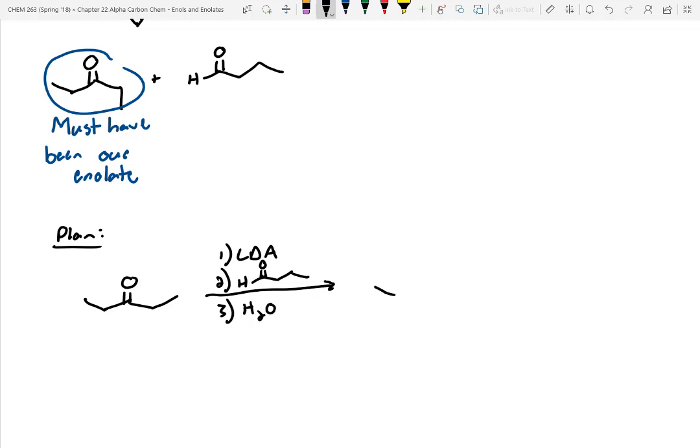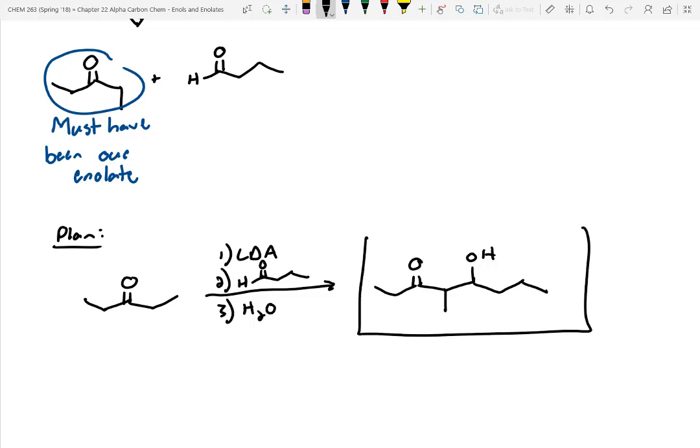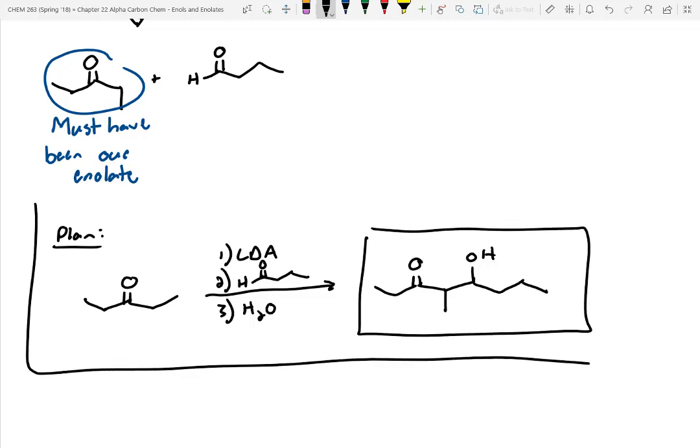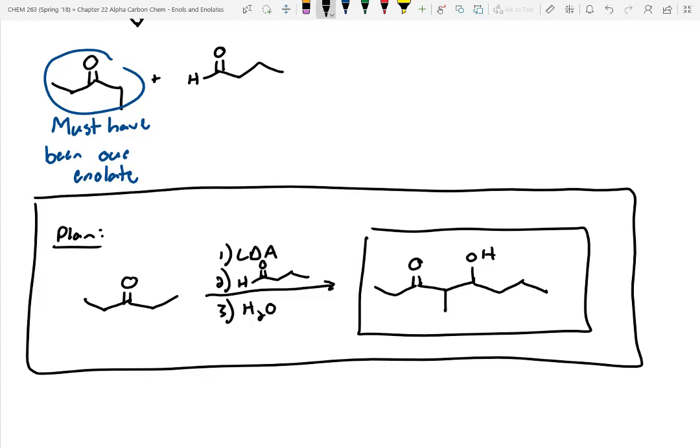And by doing that, you can make your final product, which, like I said before, is going to be your beta hydroxy ketone. Does that make sense?